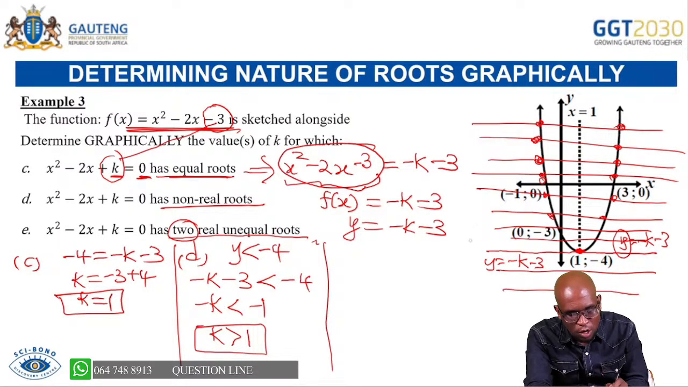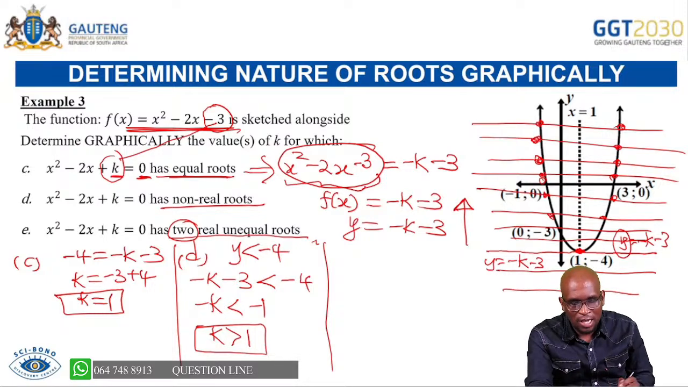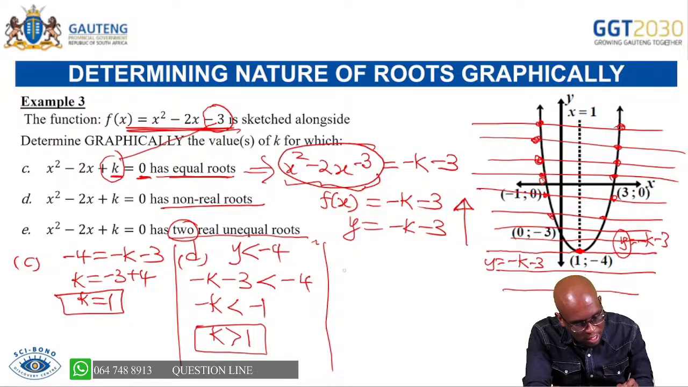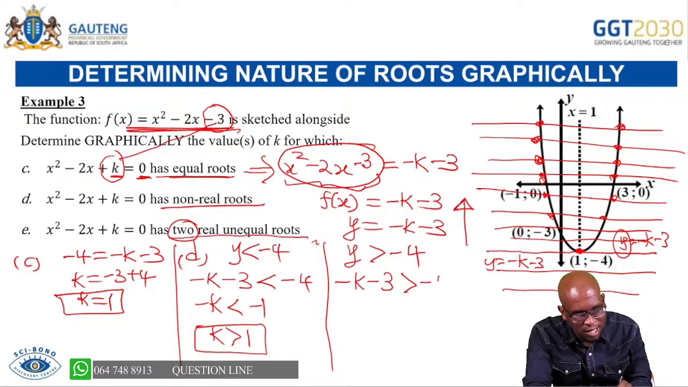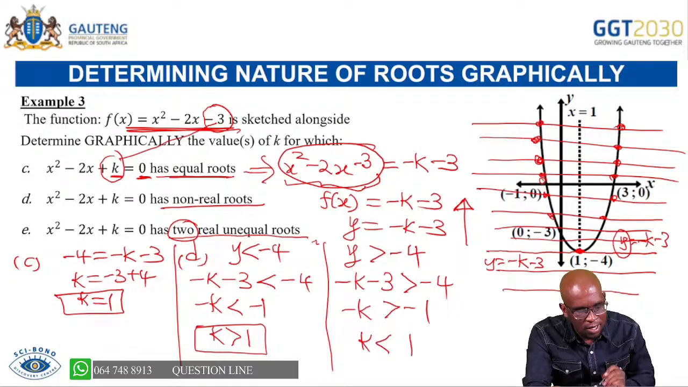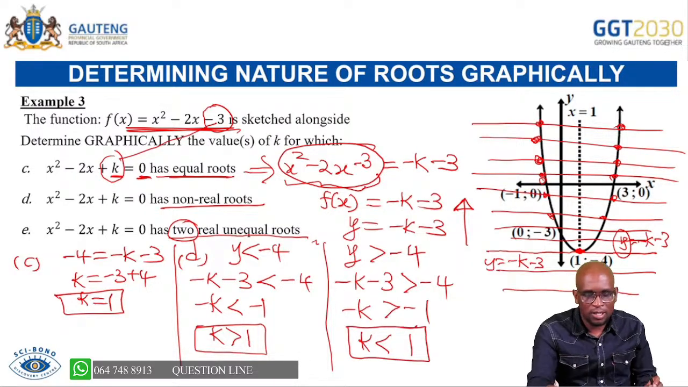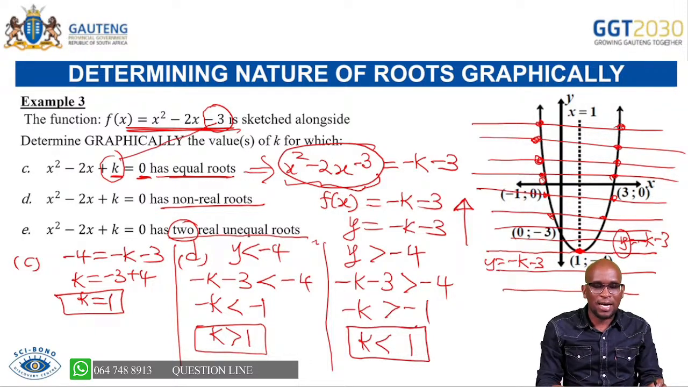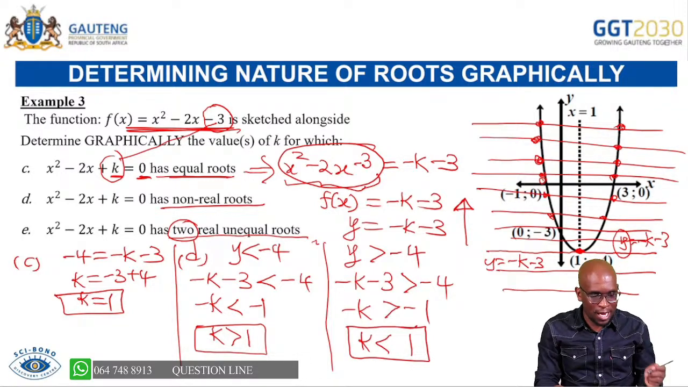So it does that when the line is above what? It is above the turning point, the minima. So it happens when y is greater than -4. That means that -k minus 3 is greater than -4. -k is greater than -1. And then we get that k is less than 1. So that is where the graph now would be having two real but unequal roots like that.